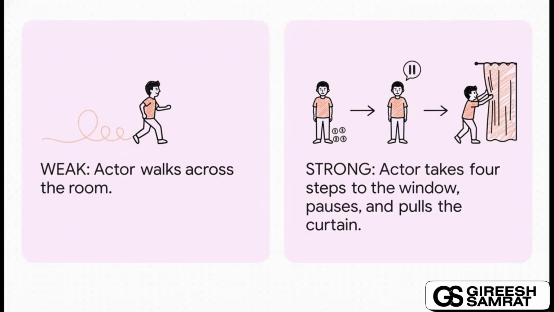Getting motion and timing right can be one of the trickiest parts, so here's a great technique. Break the action down into beats. Instead of saying, actor walks across the room, which is super vague, direct it like you're on a set. Actor takes 4 steps to the window, pauses, and pulls the curtain in the final second. You're giving it a sequence, a rhythm. 1, 2, 3, 4, pause, action. This makes the movement so much more precise.